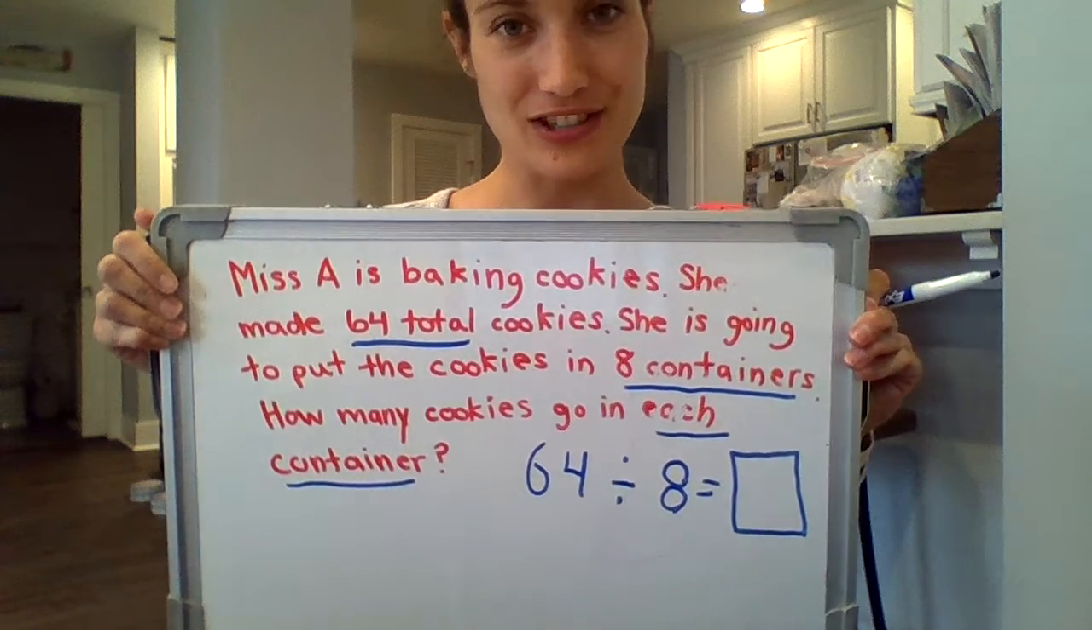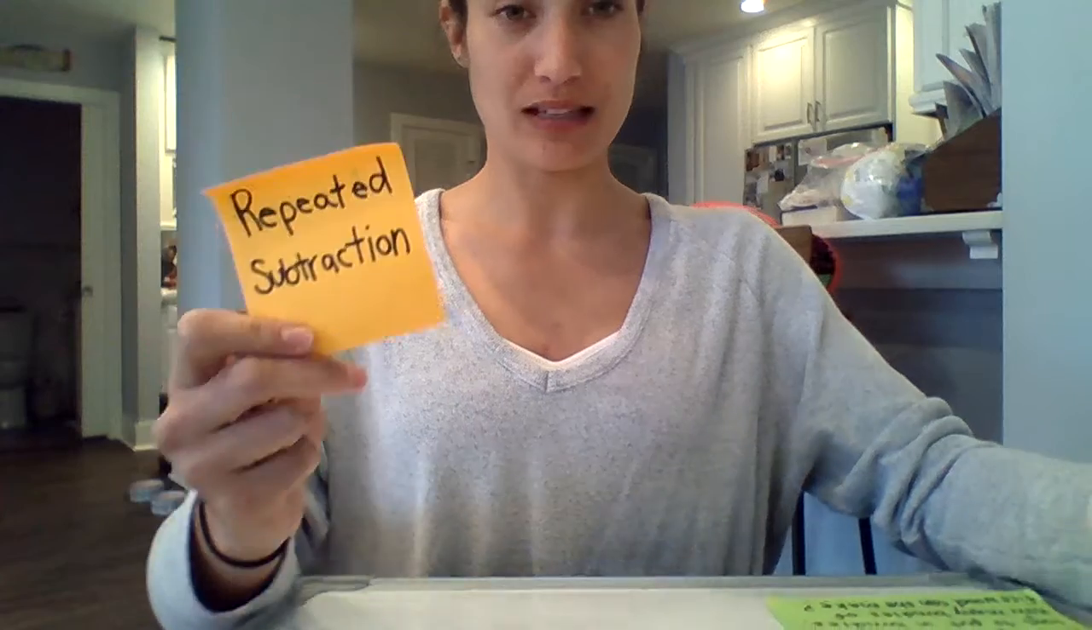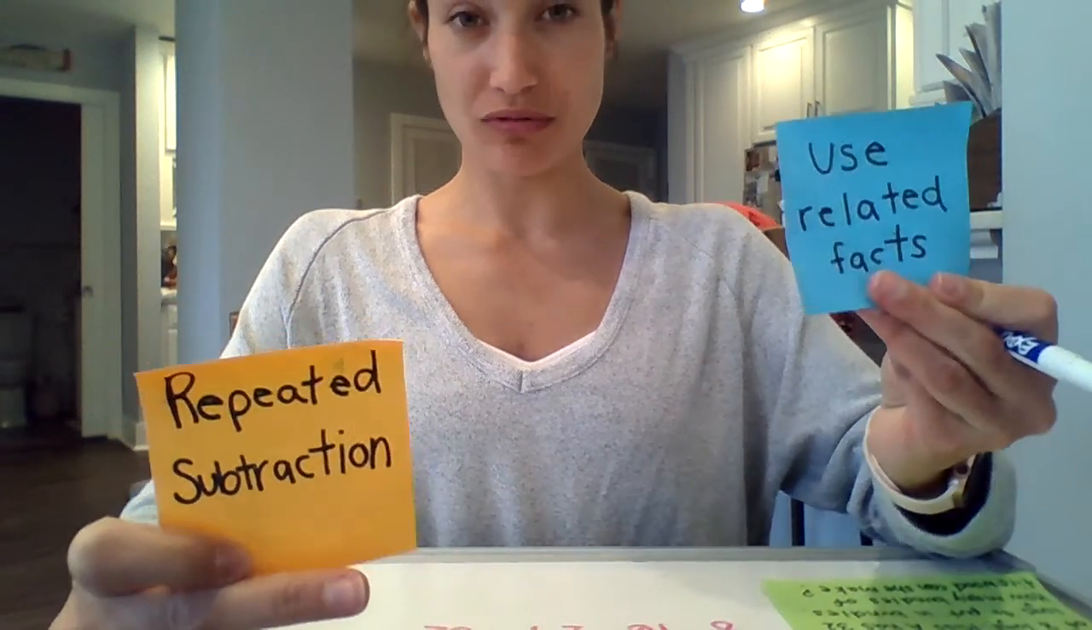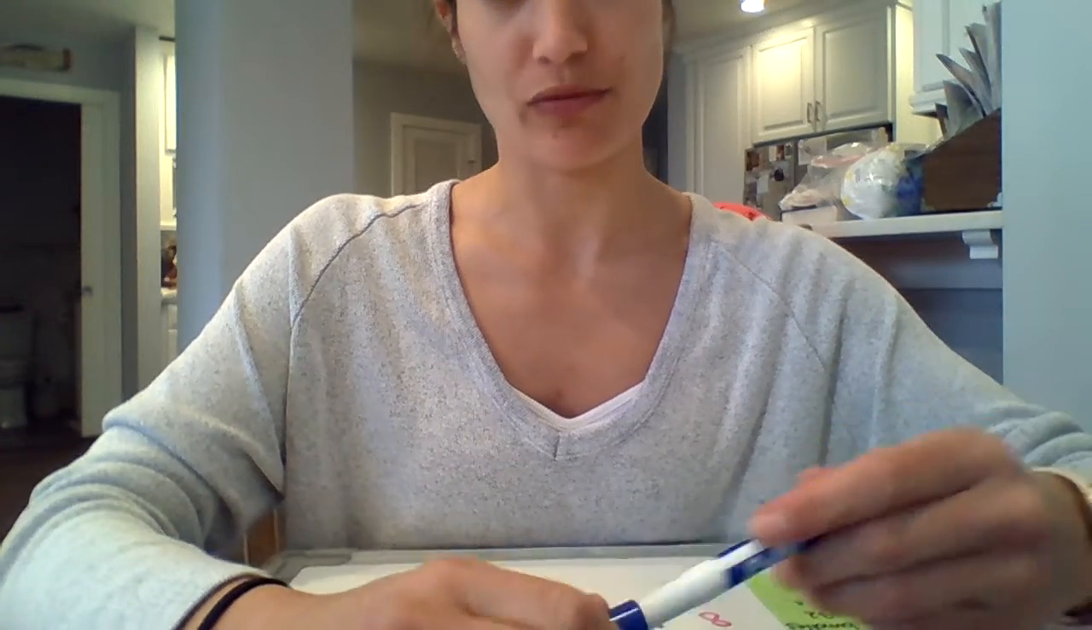All right, mathematicians, off you go. You can use any strategy you want. Maybe you want to do repeated subtraction. Maybe you want to do related facts. Or maybe you want to use one of the other strategies we have previously learned, such as making a model or making an array. All right, off you go.